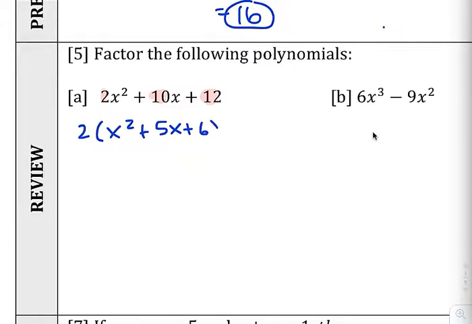This 2 is going to carry, but I should be able to now, since I have a quadratic, hopefully break it down into two binomials. So what two numbers multiply to 2x squared? Well, that would be 2x and x. Two numbers that multiply to 6 but add to 5 should be 2 and 3. In this case, they're both positive.